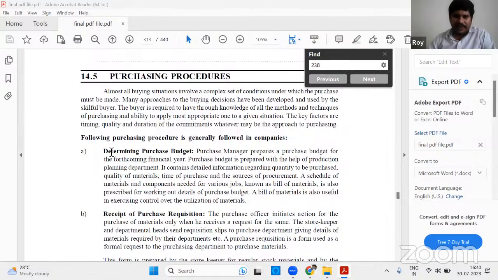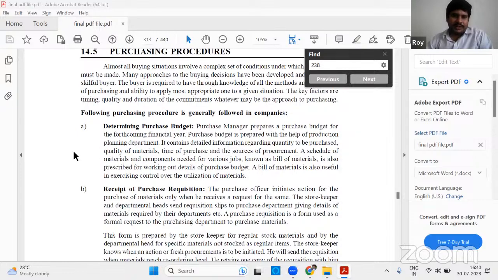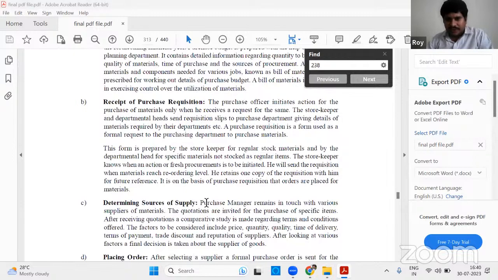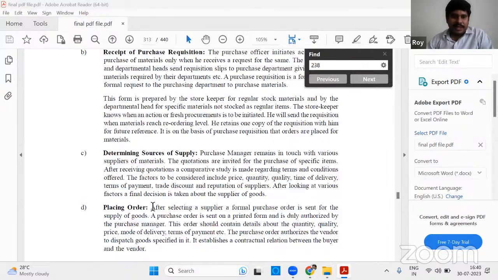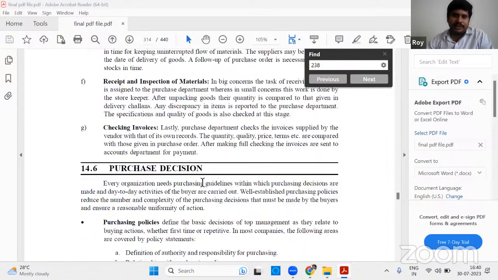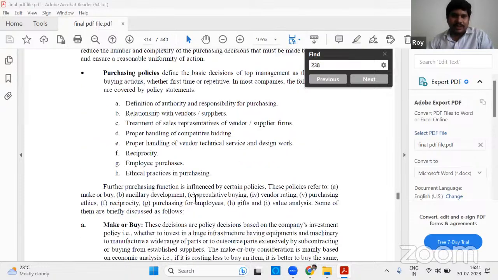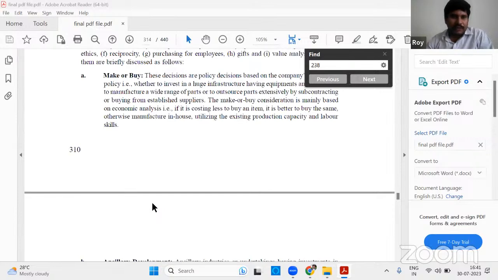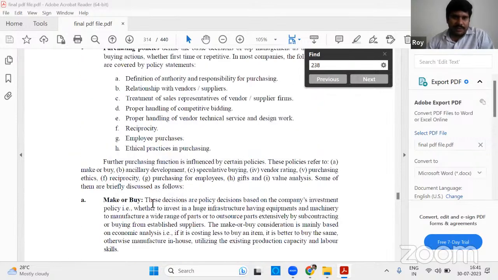Procedures. You will understand if you read the headings. Because these are the day-to-day things we are doing, though we may not be involved as a purchase manager. But if you know this, you will understand a few things. Determine budget, receipt of the purchase requisition, sources of supply, from where you need to buy, then place the order, follow up on the purchase order, inspect the material, check invoices. Known things only, right? There are also some decisions that you can make or not. These are also important. I thought of telling all these things, but we don't have time.